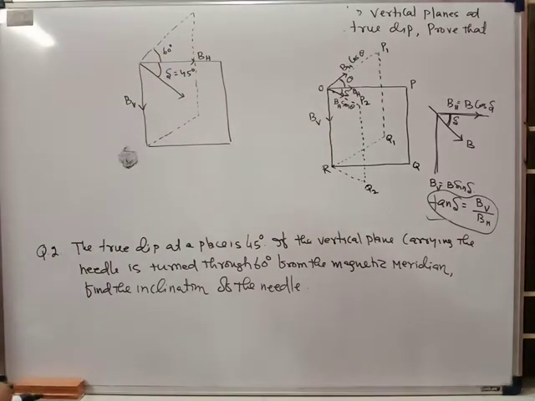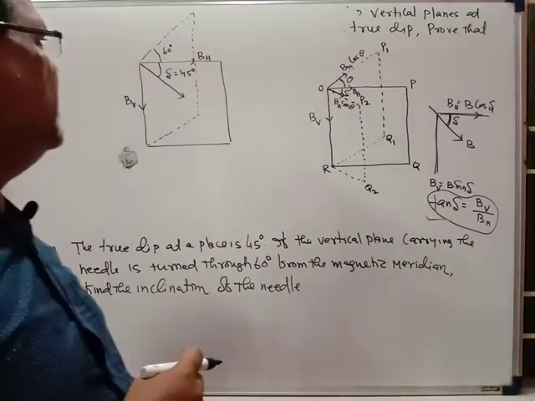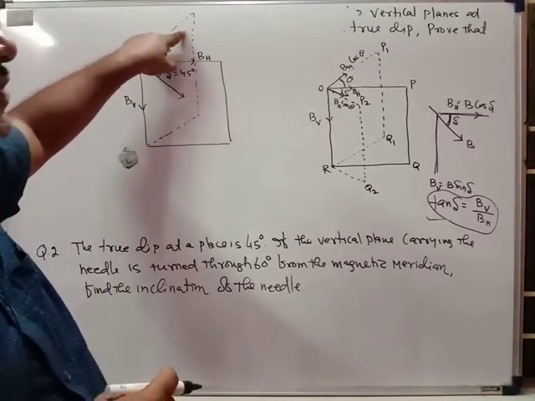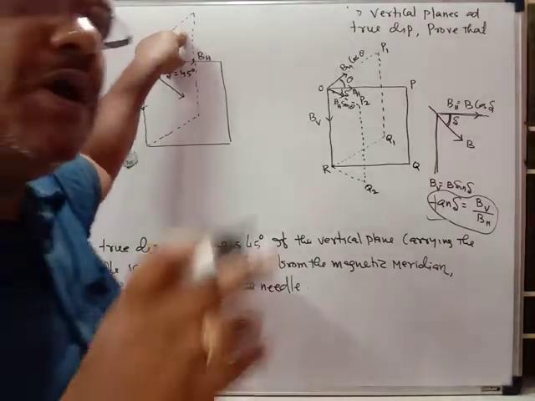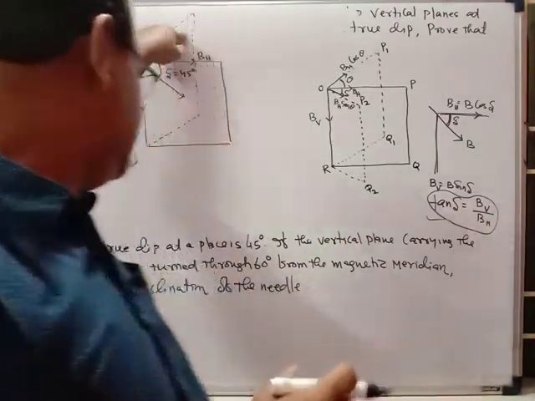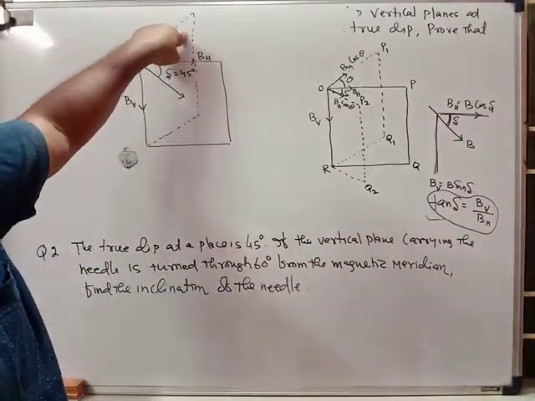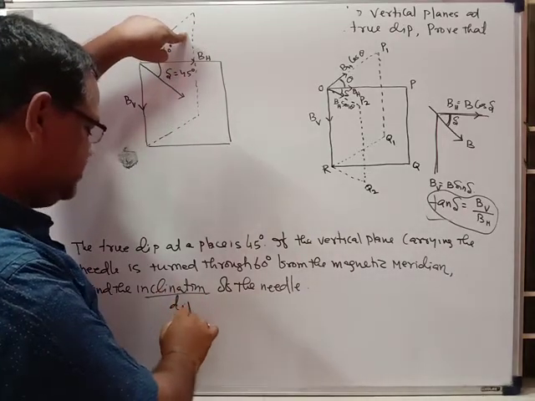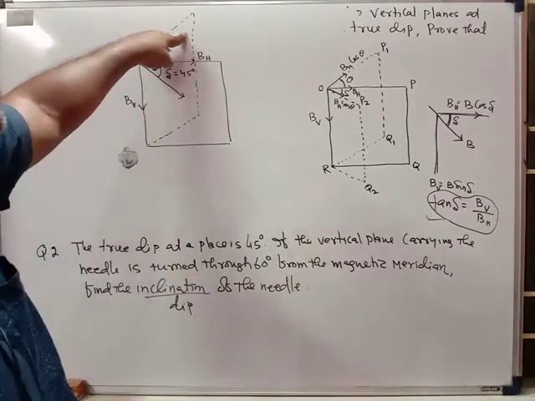So the question is: find the inclination of the needle in that plane. This is plane number 1, this is plane number 2. In plane number 2, what will be the dip? At what angle will the inclination of the needle be? Inclination of the needle means nothing but the dip. What will be the dip of the needle?